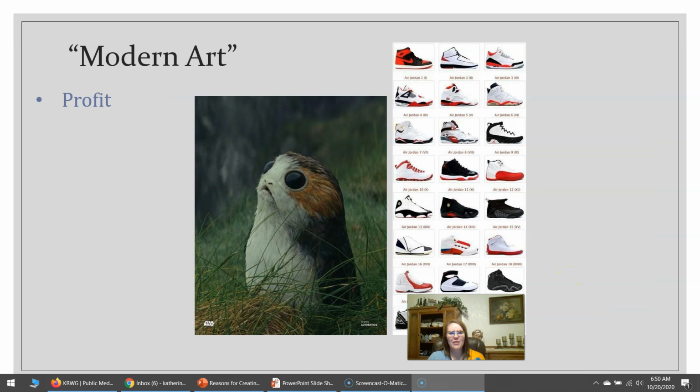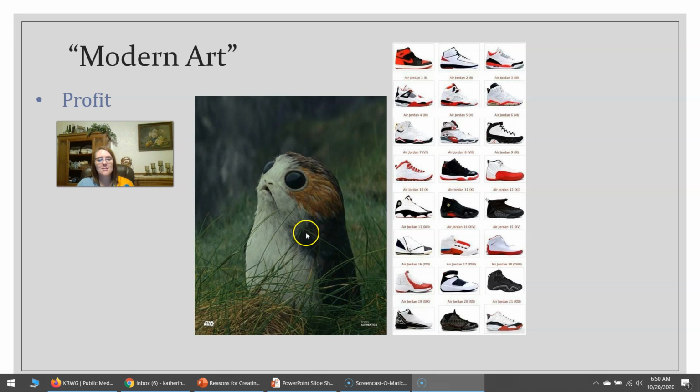I wouldn't call that art though. Okay, modern art a lot of times is made for money, like for reals. I feel like Hello Kitty is a money-making deal.